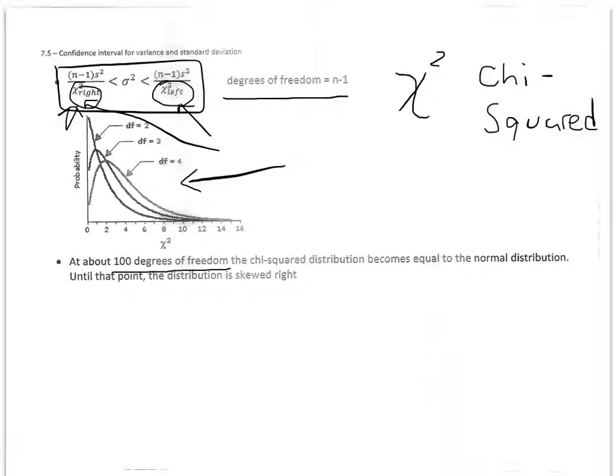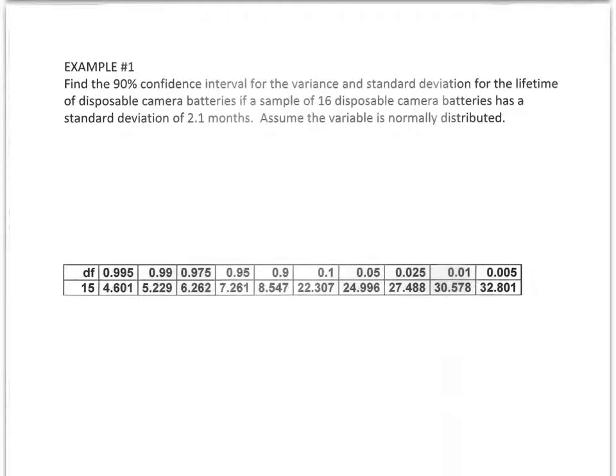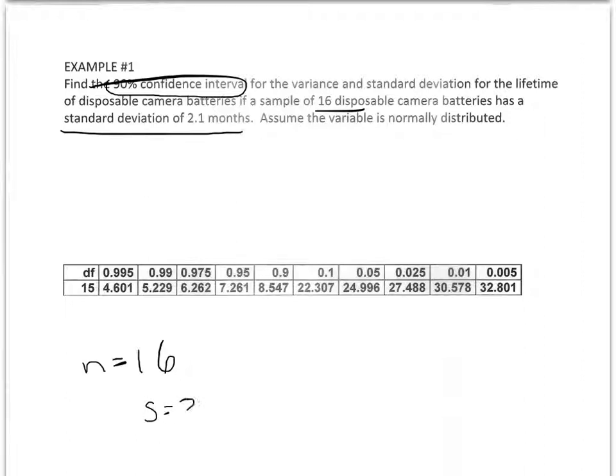So let's look at an example. In this problem, find a 90% confidence interval for the variance and standard deviation 16, so my n value is 16, and they're giving me the standard deviation of 2.1 months. Well, I went to the table, which hopefully you have with you, and I looked up degrees of freedom 15, because my n value is 16. I want a 90% confidence interval, which basically means if I were to draw my chi-squared, it's going to look something like that. Again, skewed to the right.